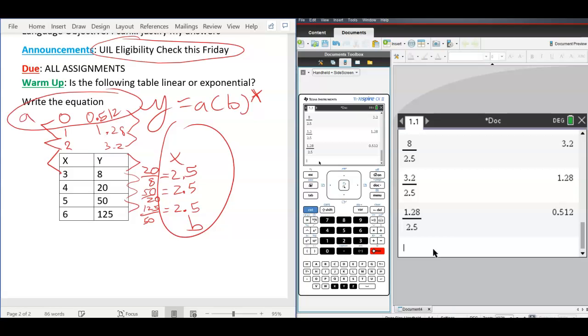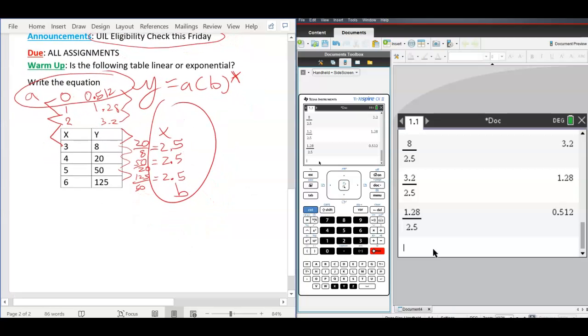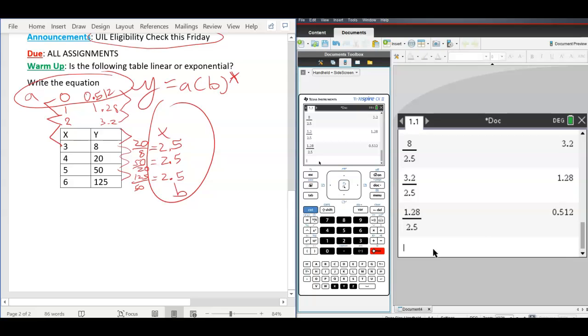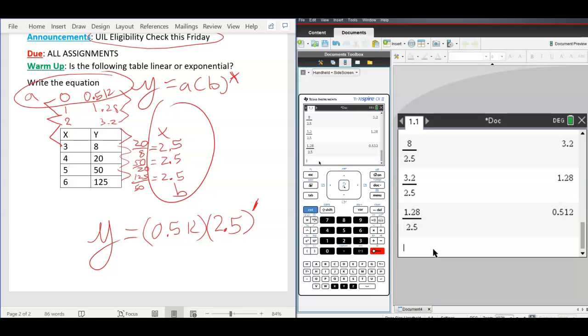And then I already have my multiplier, which is my B value. So can I write my equation? y equals 0.512 parentheses 2.5 to the power of x. Now I know this is like an ugly problem because it's got a bunch of decimals. But the idea is the same.